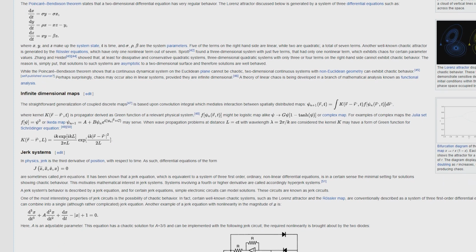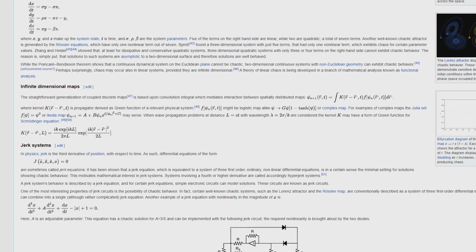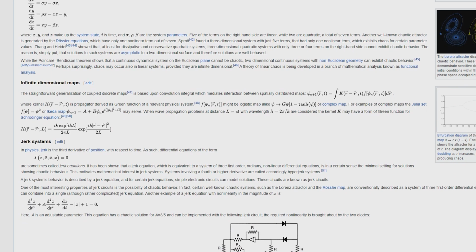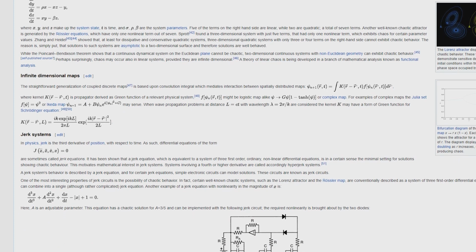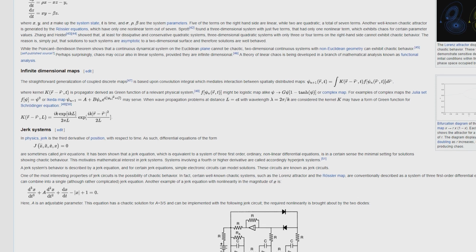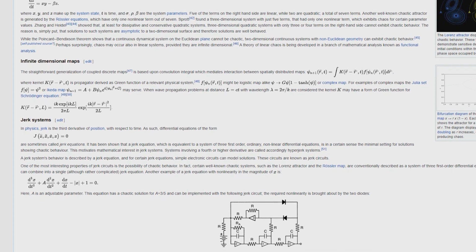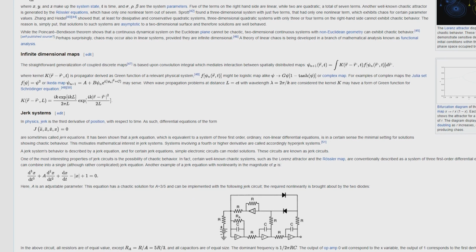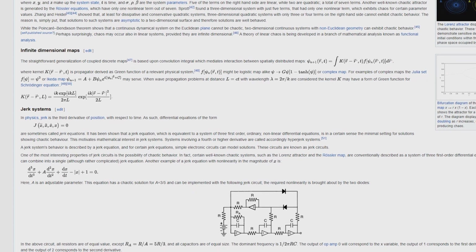The Lorenz attractor discussed below is generated by a system of 3 differential equations such as dx/dt = σy − σx, dy/dt = ρx − xz − y, dz/dt = xy − βz.